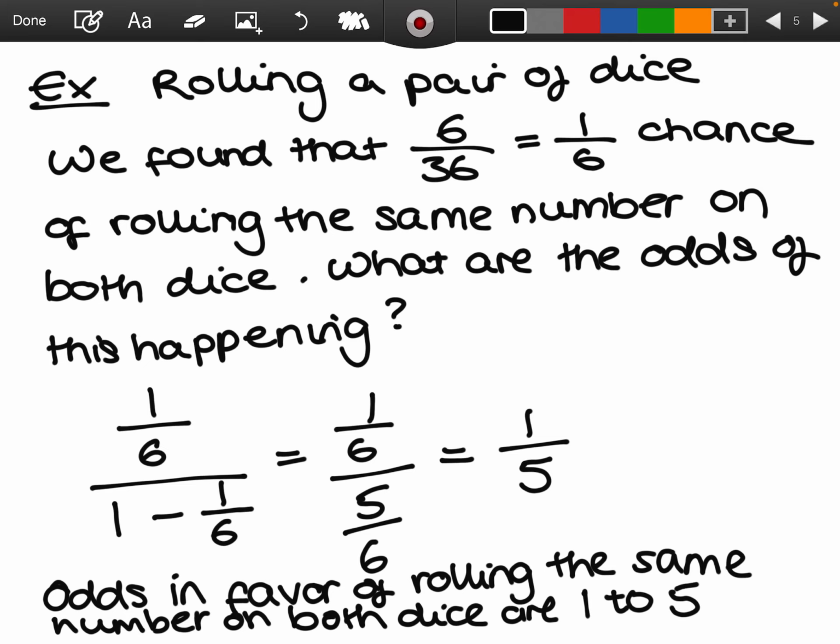So whenever you do this problem, when you're given the probability, do P over 1 minus P. Simplify that fraction down, and then here we took that fraction, the numerator was your A value, the denominator was your B value, okay? So that then tells us, once we got 1 to 5, that there is a 1 in 6 chance, we've added 1 and 5 together, a 1 in 6 chance that the event will occur, and a 5 in 6 chance that it will not occur. So that's how we read these odds.